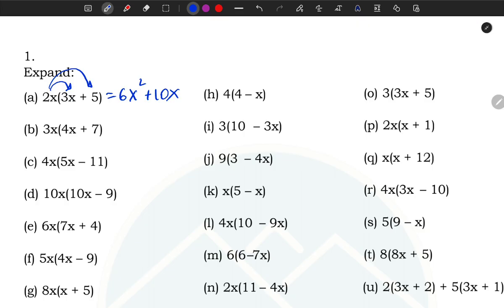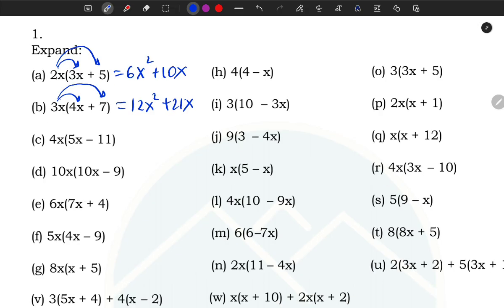Variant B. Here we need to multiply 3x by 4x, then 3x by 7. When we multiply 3x by 4x, we get 12x squared. When we multiply 3x by 7, we get 21x. Then, variant C. We need to multiply 4x by 5x, then 4x by negative 11, and we get 20x squared minus 44x.